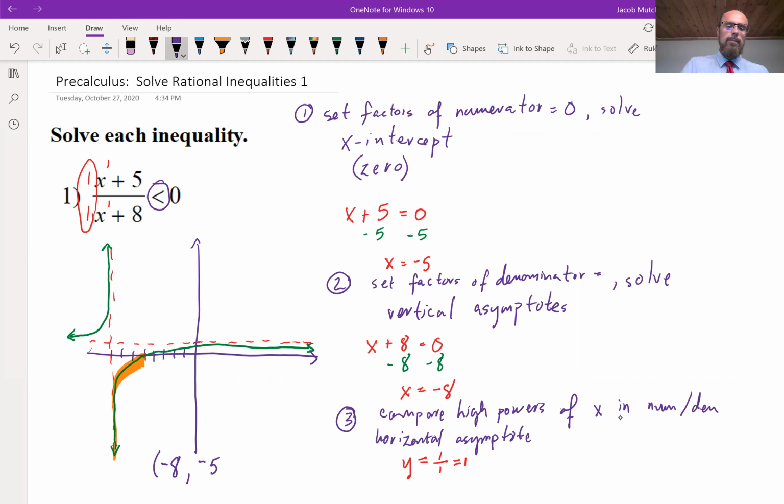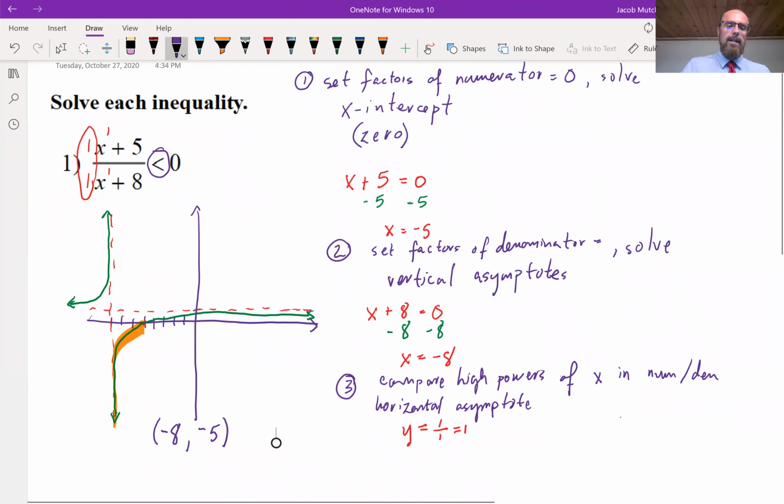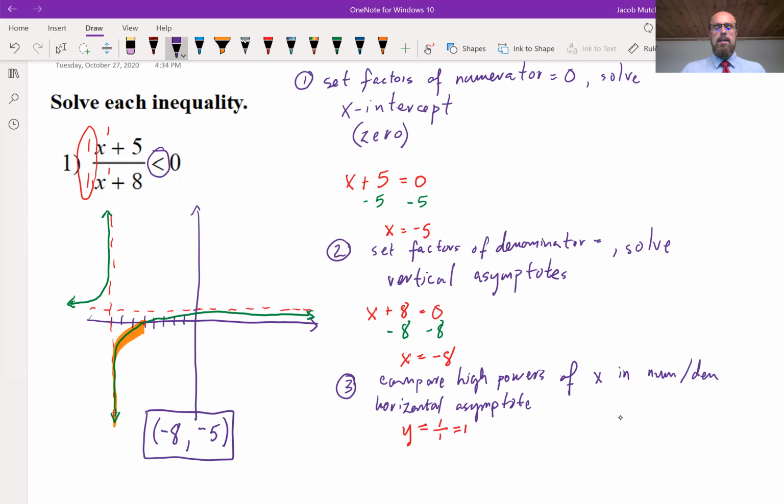So I wouldn't put the bracket there. I will put parentheses. And I can write that as well in inequality notation, but here in pre-cal, we do want to emphasize the interval notation. So I'm going to let -8 to -5 suffice for us.